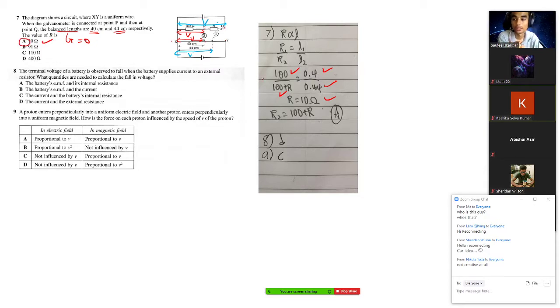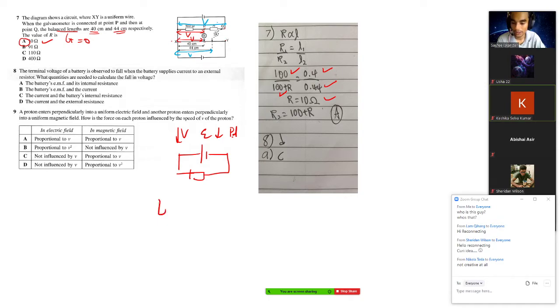This is correct. Number 8: the terminal voltage of the battery is observed when the battery supplies current to an external resistor. What quantity is needed to calculate the fall in voltage? When you have only a battery, there is only the EMF. But when you connect it to a resistor in the circuit, the EMF falls when we talk about the potential difference of the battery. So what quantities are needed to calculate how much the voltage drops from E to V?